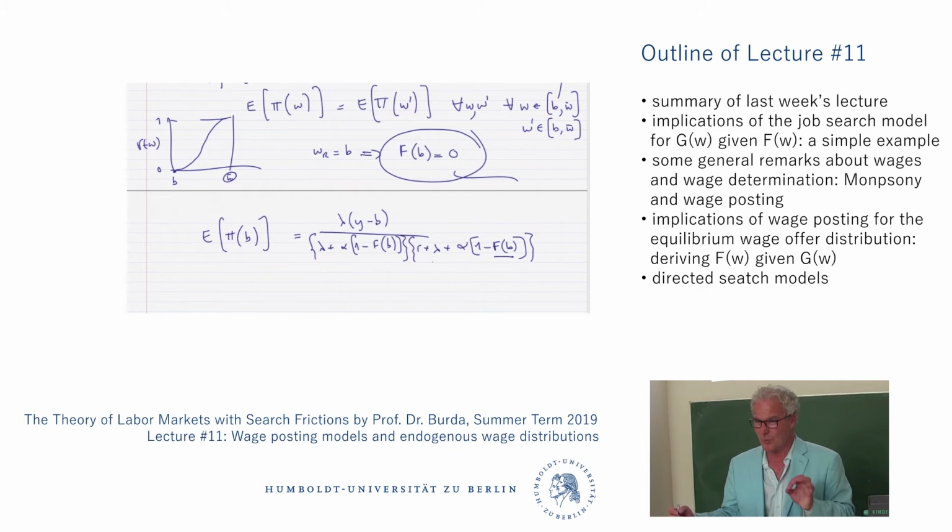You're offering the worker the worst possible wage. What is the probability of acceptance? It's going to be zero. So that's the bottom of the offer distribution. You can try it. You can't do worse. You can't be stingier than that, so to speak. The probability of observing firms that offer that wage, b, is going to be equal to zero. Okay, so you can put in zero here.